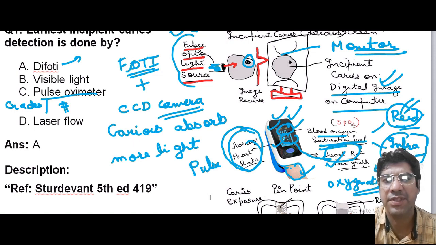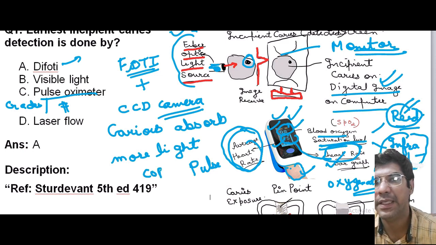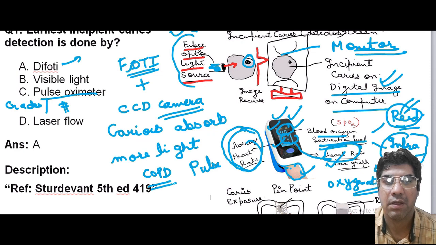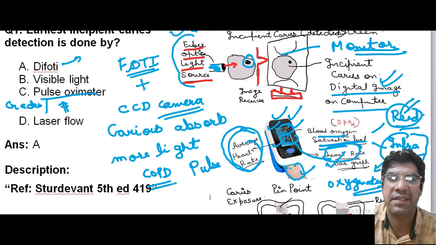Pulse oximeters are small, lightweight devices, so they can be carried around. They are non-invasive. Pulse oximeters are commonly used to monitor individuals with respiratory conditions like COPD, asthma and sleep apnea. They help healthcare providers assess the effectiveness of treatment and adjust oxygen therapy if required.